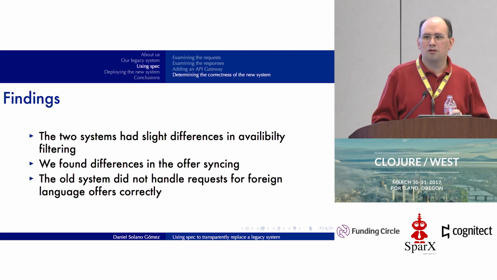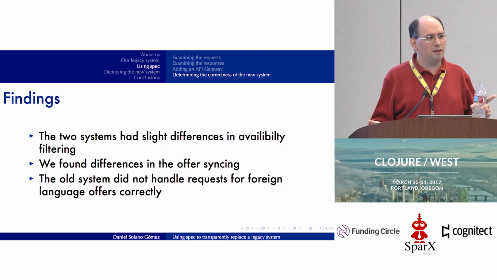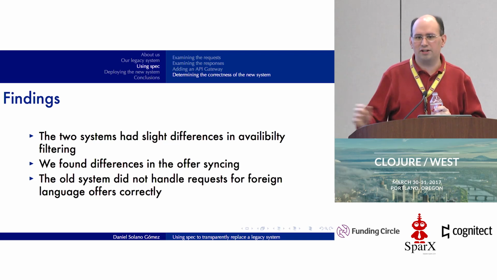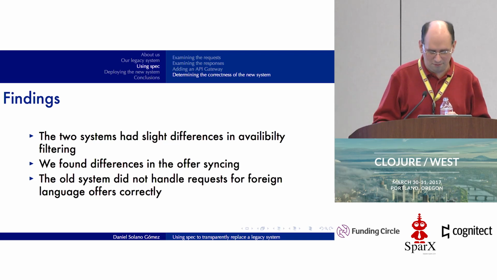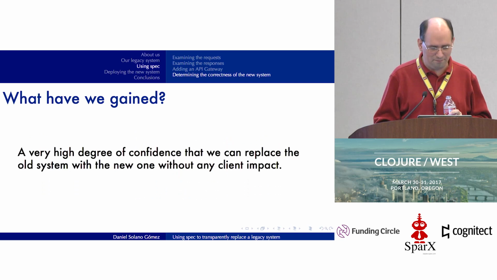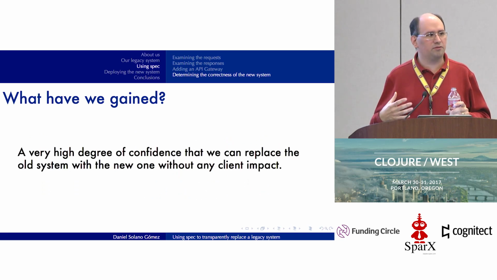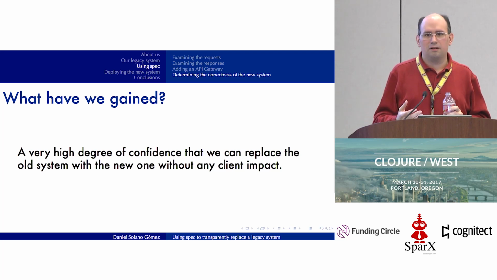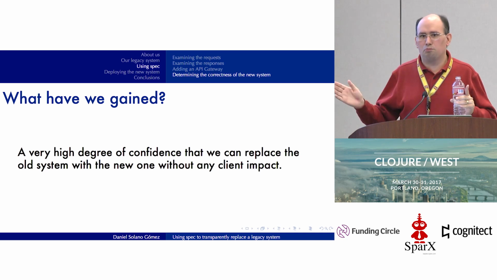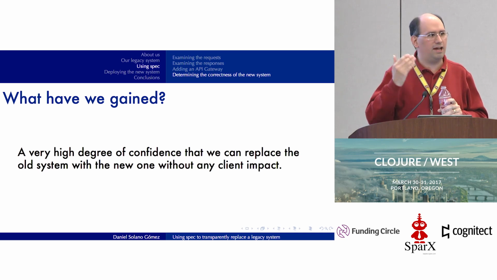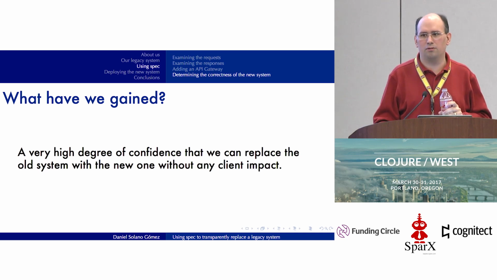We fixed that. We discovered that the old system had a bug that we had never discovered up until now, that when the client asked for like French offers, we'd give them English ones instead. Oops. So that's something that our new system fixed, and that was nice to see. So now that we had gone through this process, we had a very high degree of certainty that when we made the switch, it should just be transparent to our client, that they didn't have to change any of their code in order to be using our new system.